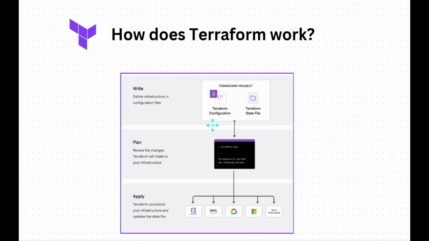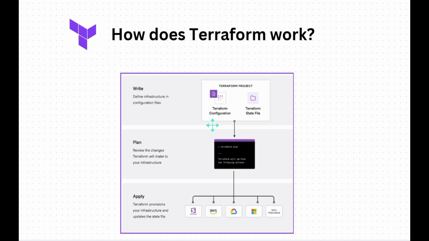So there are three stages. The first stage is write, where you write the configuration file and create the resources. The second phase is plan, where you plan your execution, what things are going to be set up in the infrastructure and what are not. And finally, apply, where the approved plan is executed and the infrastructure is created behind the scenes. So this structured approach makes Terraform a powerful tool for managing cloud infrastructure efficiently while ensuring consistency and scalability.